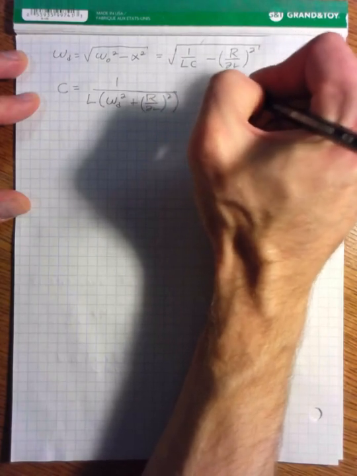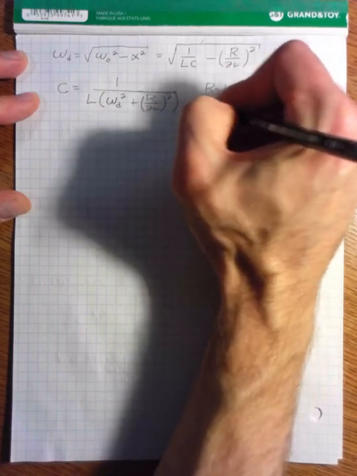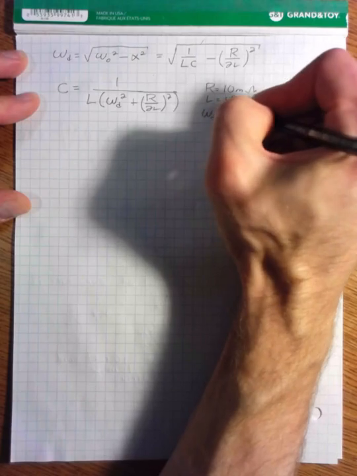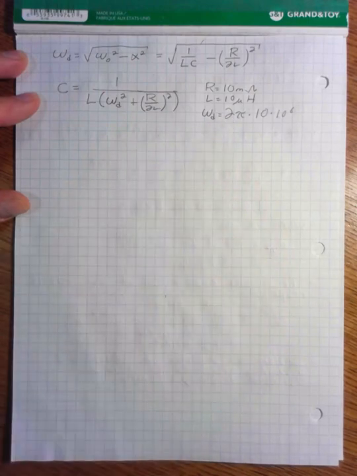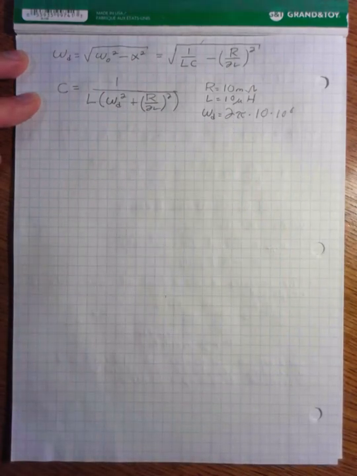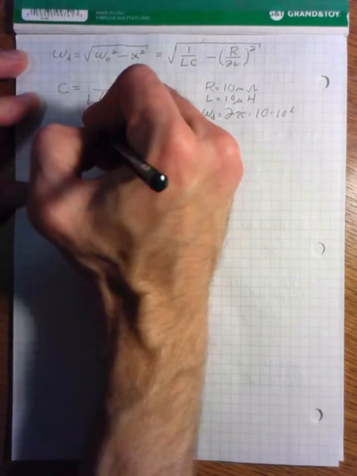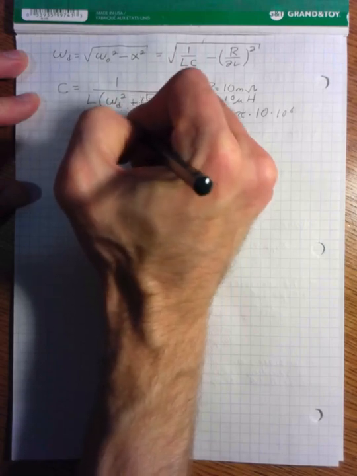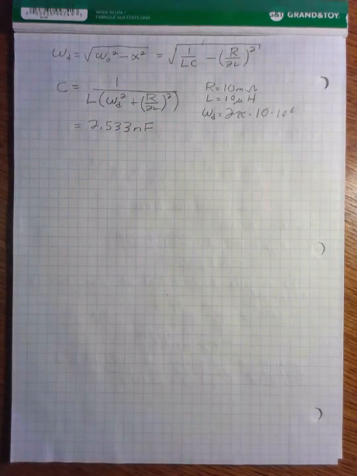R is equal to 10 milliohms, L is equal to 10 microhenries, and omega d is equal to 2 pi times 10 to the 6. And don't forget the 2 pi, because otherwise your circuit won't work the way that you expect. And so if we plug in these values, we get 2.533 nanofarads. And so let's plug this into our underdamped circuit response, our source-free circuit response in MATLAB, and see what it looks like.